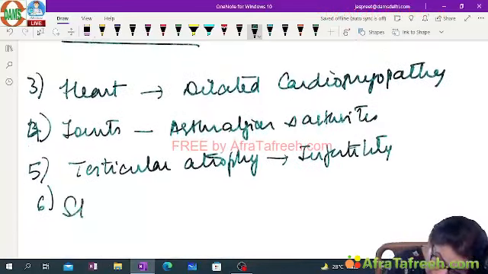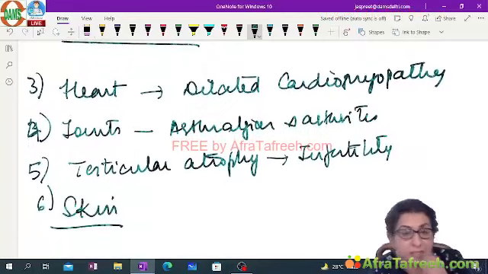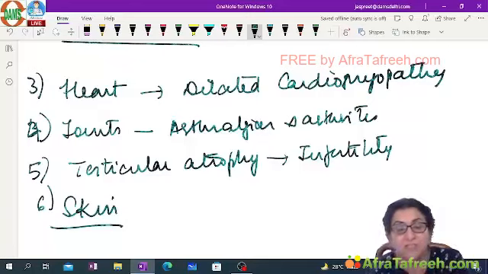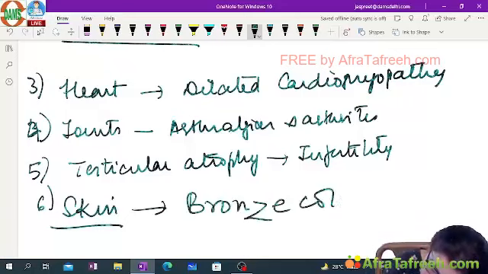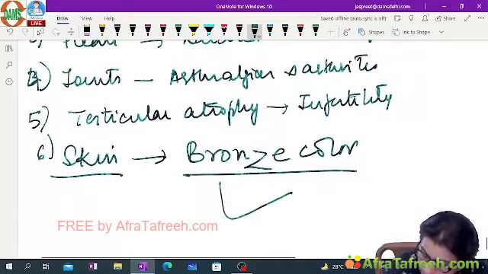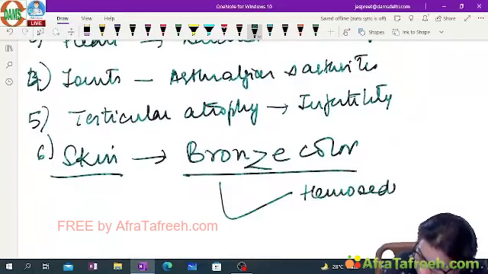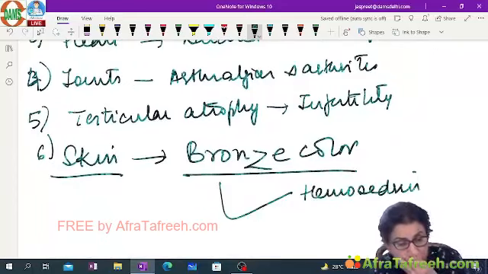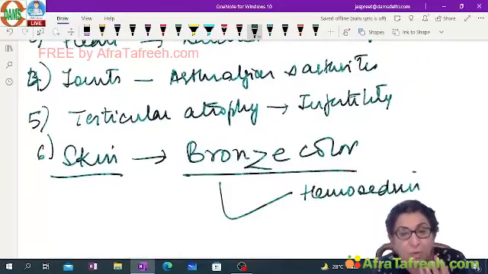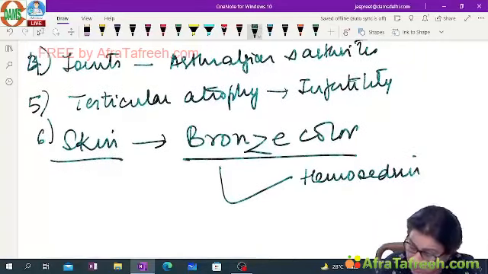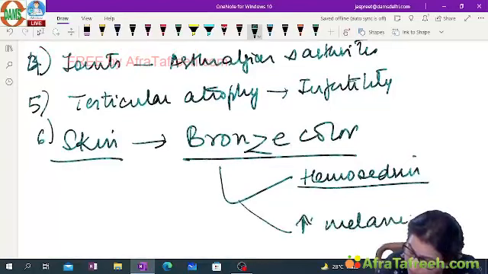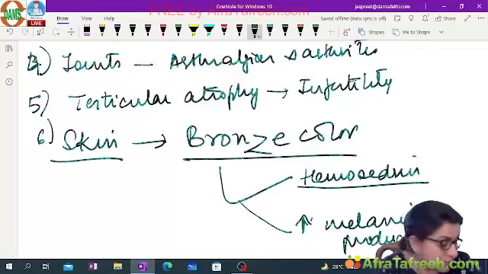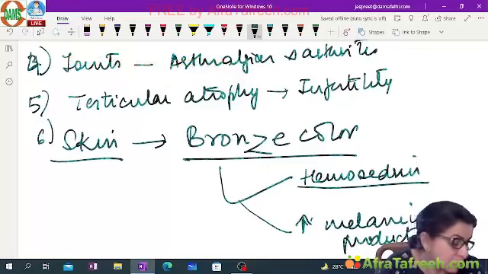Then skin. Iron in the form of hemosiderin deposits in the skin. So now the skin becomes bronze color. Why? Because of hemosiderin. Hemosiderin deposits in the skin, and also melanocytes produce more and more melanin. So the bronze color of the skin is due to hemosiderin and increased melanin production.